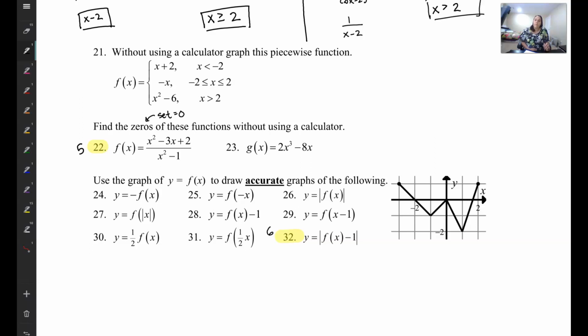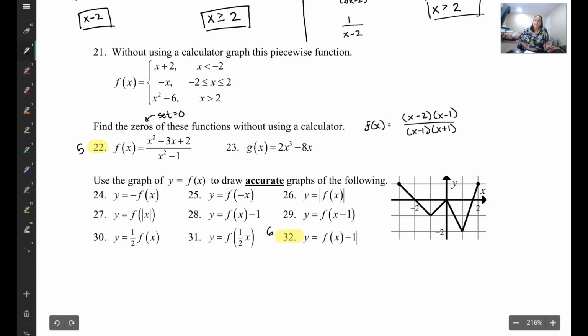And these are going to be very, very important for next chapter. A hole is when you have a factor on top and bottom that cancels out. We need to look for that first before we do anything with zeros. So how to find that is we take f of x, and you're going to factor the top and the bottom. So the top is going to factor to x minus 2, x minus 1, and the bottom is x minus 1, x plus 1.